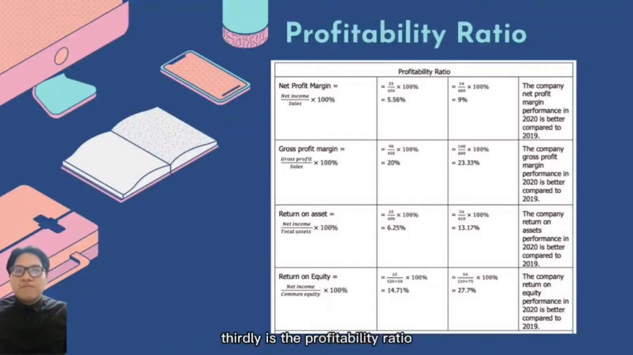Thirdly is the profitability ratio. The company net profit margin performance in 2020 is better than 2019, which is 2019 is 5.56% and 2020 is 9%.